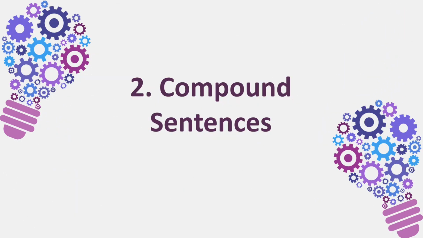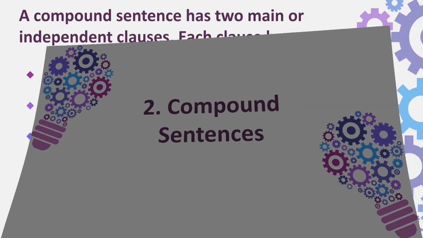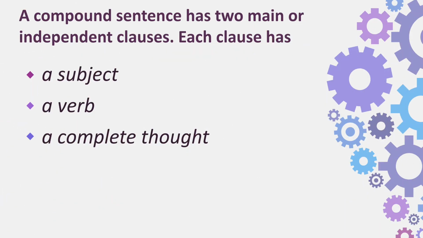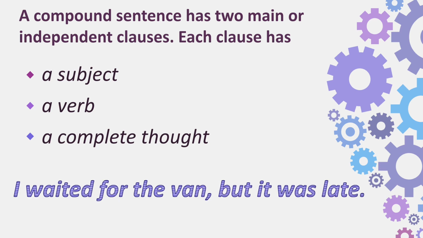Now let's look at the second type of sentences, which is the compound sentence. A compound sentence has two main or independent clauses. Each clause has a subject, a verb, and a complete thought. So both the clauses are independent clauses. I waited for the van, but it was late. You can see that we have put a comma after the first clause.